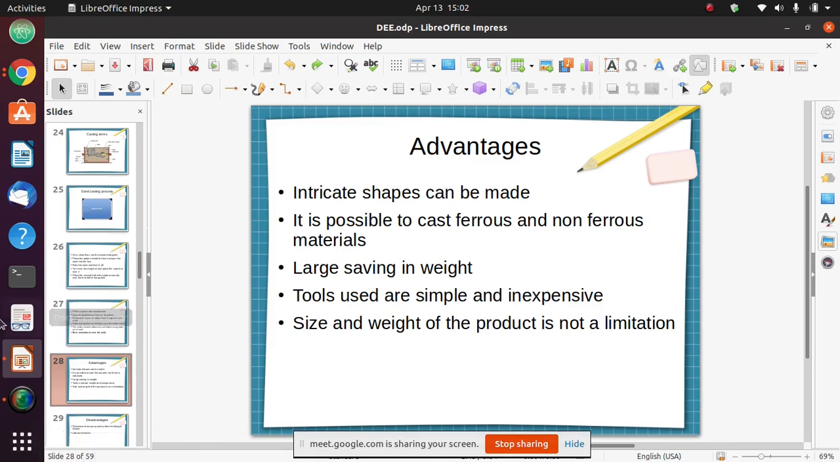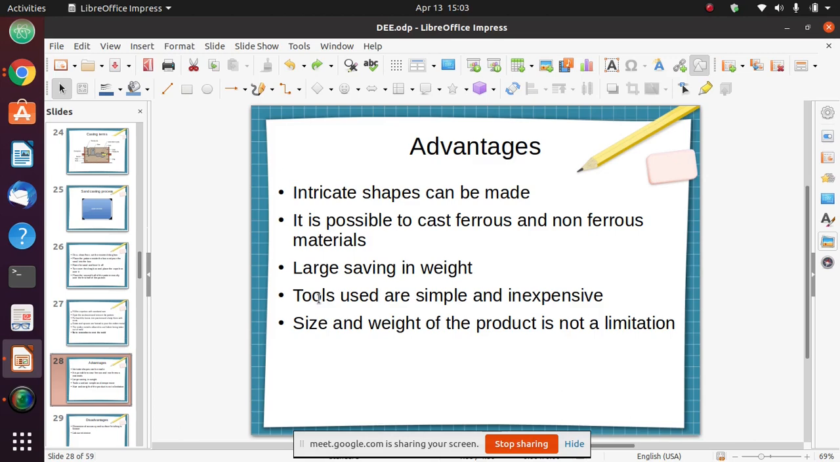You can also use ferrous. You can cast ferrous and non-ferrous materials. I can cast metals that are ferrous. I can also cast metals that are non-ferrous. Any metal or any material that can melt, you can cast it. There is large saving in weight. What do I mean? When you are casting a material, you'll find that there is very little material that is wasted. Yeah? You're making an engine block. I will make a pattern that looks like an engine block.